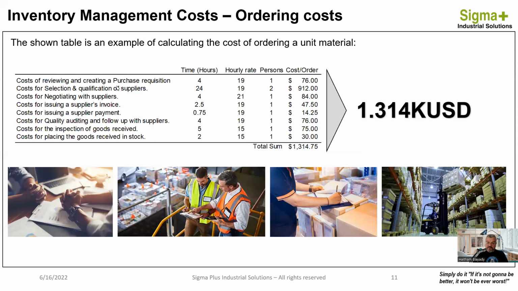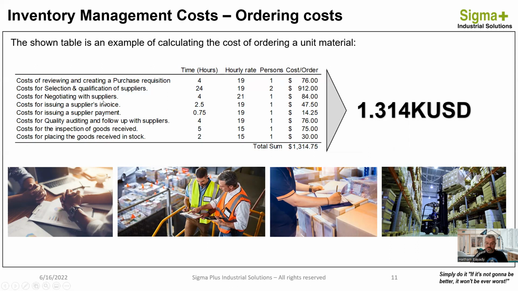So the cost of reviewing and creating the purchase requisitions, as an example, would consume about 4 hours. And if we know that the hourly rate is $19 per hour, the cost will be $76 for one person. The cost for selecting and qualifying the suppliers will consume approximately 24 hours, and the hourly rate is $19. 2 persons will be responsible to do that. So the total cost will be $912.